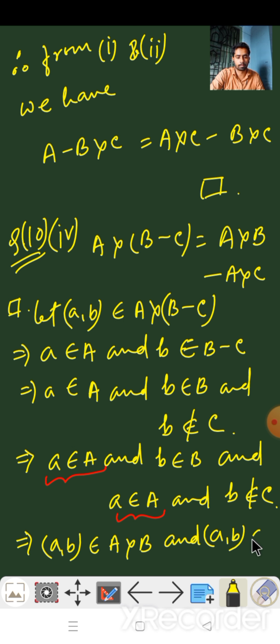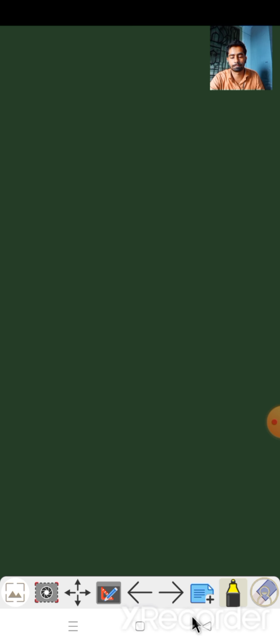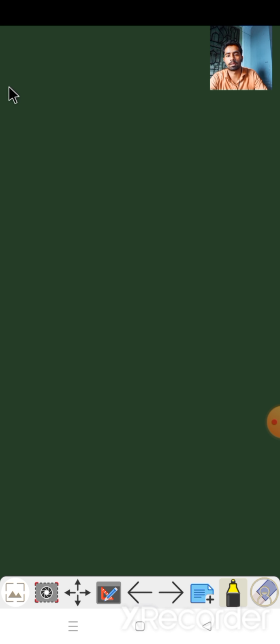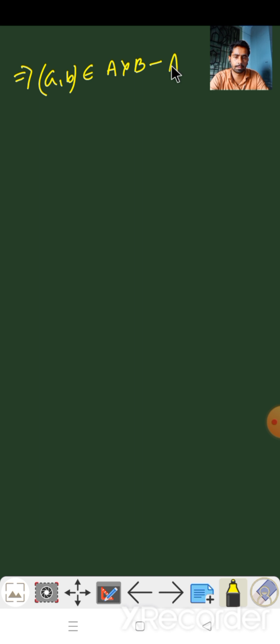A cross C, and therefore we can conclude that the ordered pair (a, b) belongs to (A cross B) difference (A cross C). In the next page, which implies we can write that the ordered pair (a, b) belongs to (A cross B) difference (A cross C) by the definition of difference.